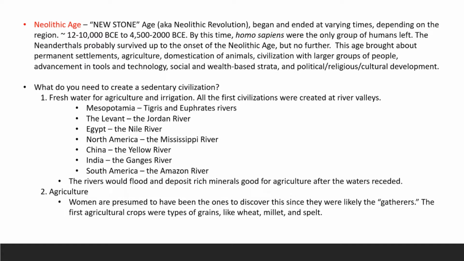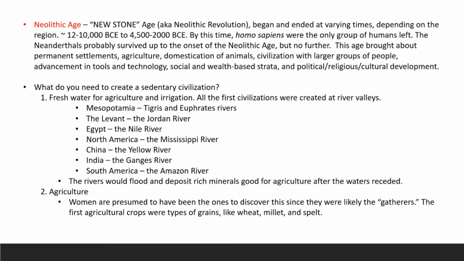What do you need to create a sedentary civilization? Number one answer, every time: water. Fresh water. Every single ancient and prehistoric civilization was always by a river valley. Every time. Why? Agriculture, irrigation. Let's look at it. In Mesopotamia, by the Tigris and Euphrates rivers. In the Levant, which is Israel, Palestine, the Jordan River. Egypt, the Nile River. North America, the Mississippi River. China, the Yellow River. India, the Ganges. South America, the Amazon.